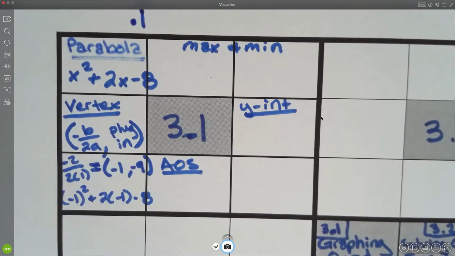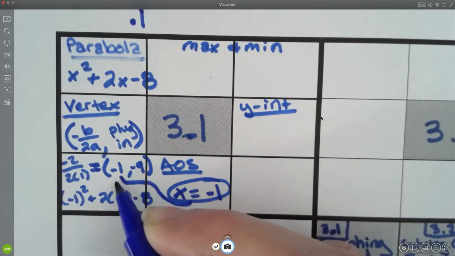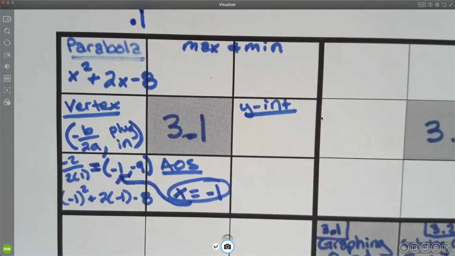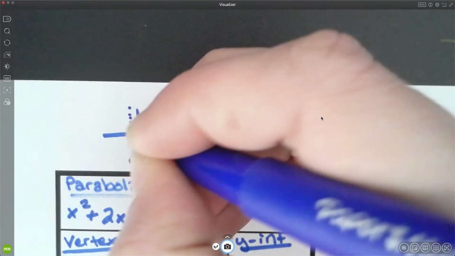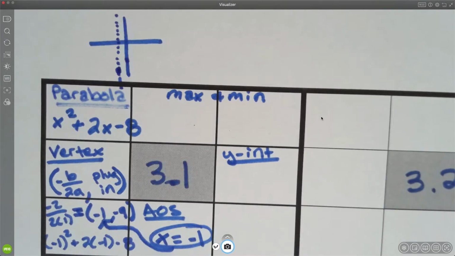Okay? Now, let's do the axis of symmetry. Okay, axis of symmetry next. What is your axis of symmetry? It's just going to be the x of your vertex. It is x equals negative 1 because it comes right from this number right here. Because your axis of symmetry, that dotted line has to go through your vertex. He's going to be this dotted line right here, all the way through. That's what he looks like.